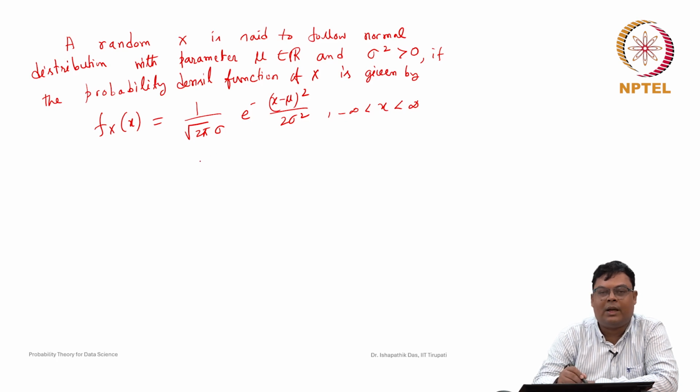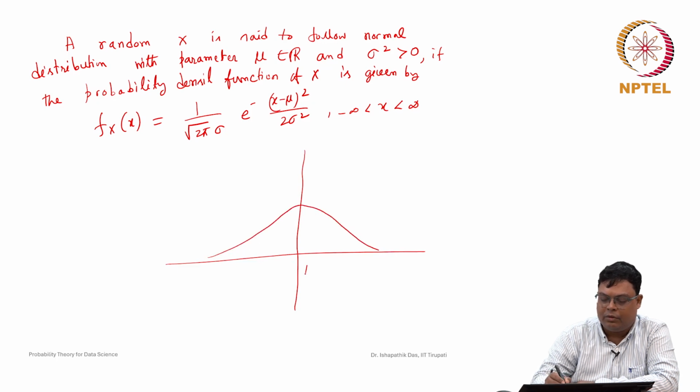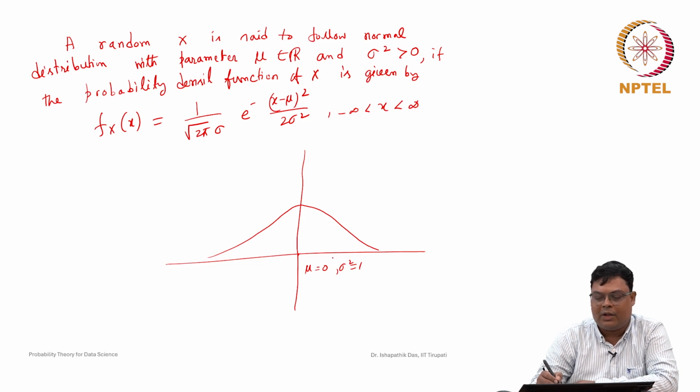Now, mu and sigma are parameters, and they also measure something. If you consider mu equal to 0 and variance sigma square equal to 1, then this density looks like a curve symmetric around 0, like a mirror image. The left side is very similar to the right side, and here will be the mode also. Mu will be the mean of this random variable, and sigma square will be the variance of this random variable. That we will see.